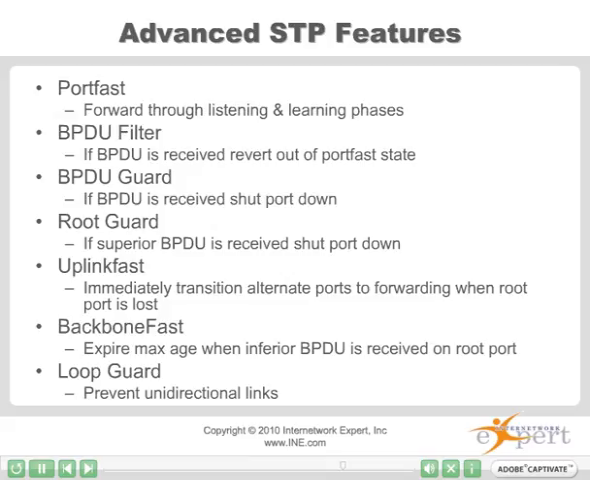There's uplink fast, which is something that we're going to configure on our access layer switches so that they transition their non-designated port more quickly when a root port fails. So that's neat. It helps the classic spanning tree to converge more quickly on a direct link failure. There's backbone fast, which we would enable on all of our switches to more quickly converge when there's an indirect link failure.